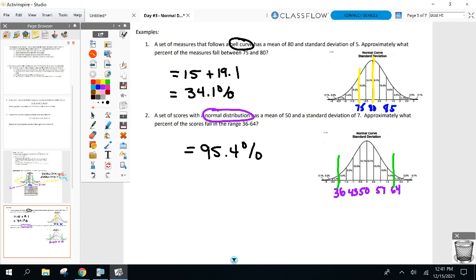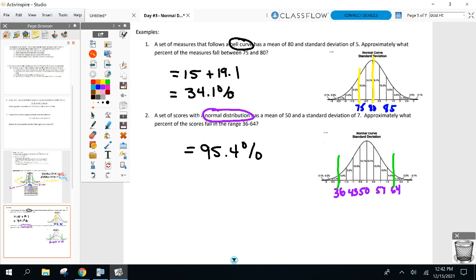Anything about using the curve? Go ahead, Molly. So like the last question, the 75 to 80, would that be like half a standard deviation? No, because it's -1 to 0, not -1 to 1. I know the numbers, don't worry about that. We're not going to call it that. Okay. All right.